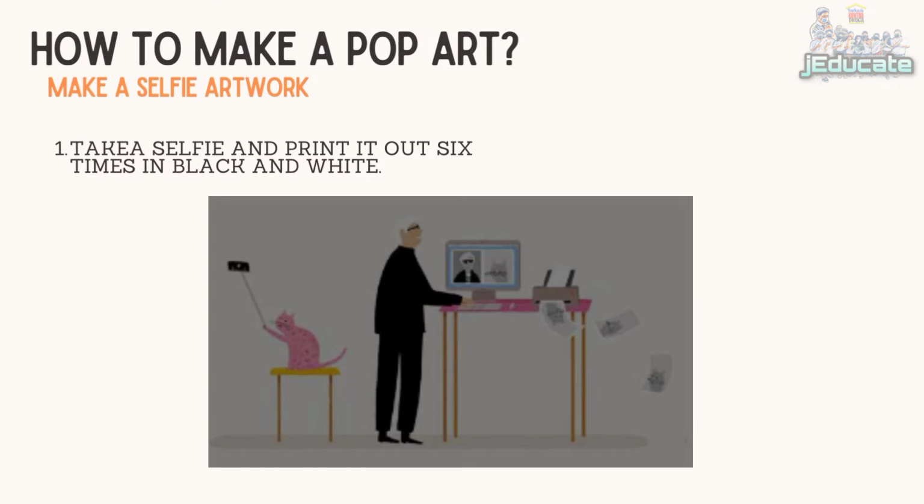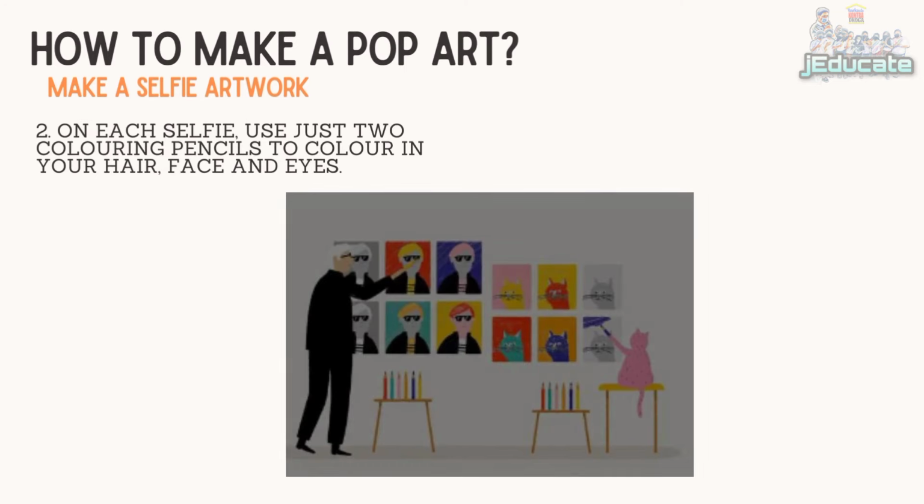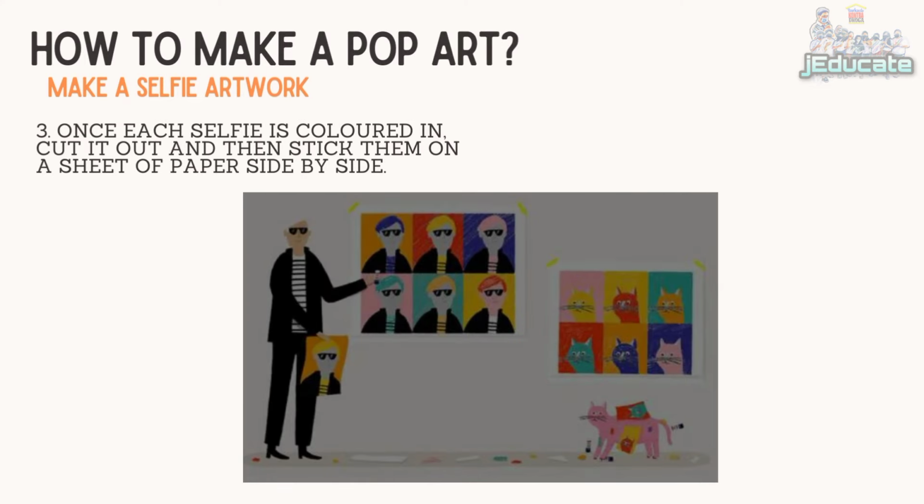How to make pop art. Make a selfie artwork. 1. Take a selfie and print it out 6 times in black and white. 2. On each selfie, use just 2 coloring pencils to color in your hair, face, and eyes. 3. Once each selfie is colored in, cut it out and then stick them on a sheet of paper side by side.